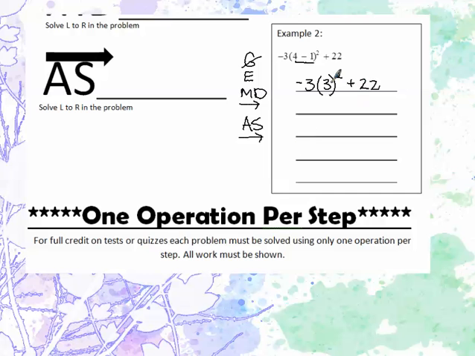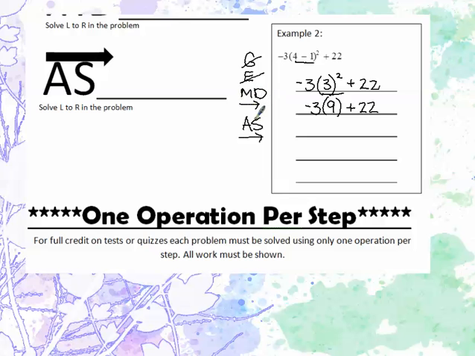Do I have exponents? Yes, I have this little to the second power. So 3 to the second power is what I'm going to solve next. And that's going to give me 9. And I can leave that in parentheses if I'd like. Or you can put a little multiply sign there. Both ways are okay. Alright, do I have any more exponents now that I've solved that? Nope, so I'm done with my exponents.